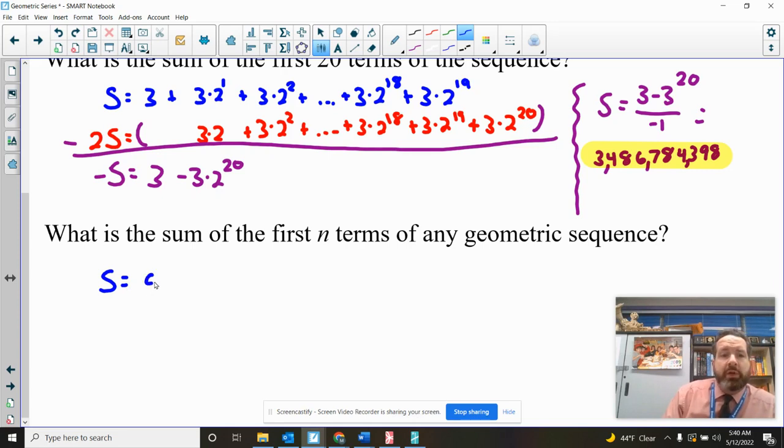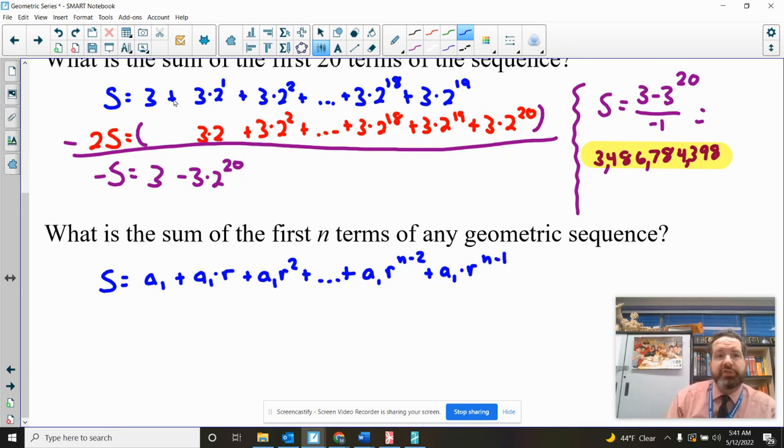The first term of a sequence is always just the first term of the sequence. In a geometric case, the second term is that first term times the common ratio. The next term is the first term times the common ratio squared. And that will continue all the way through the first term times the common ratio to the n minus 2. And then lastly, the first term times the common ratio to the n minus 1. So that kind of fits with what we saw up here. The first 20 terms, the last exponent was 1 below that. So for the first n terms, the last exponent on r will be 1 below that.